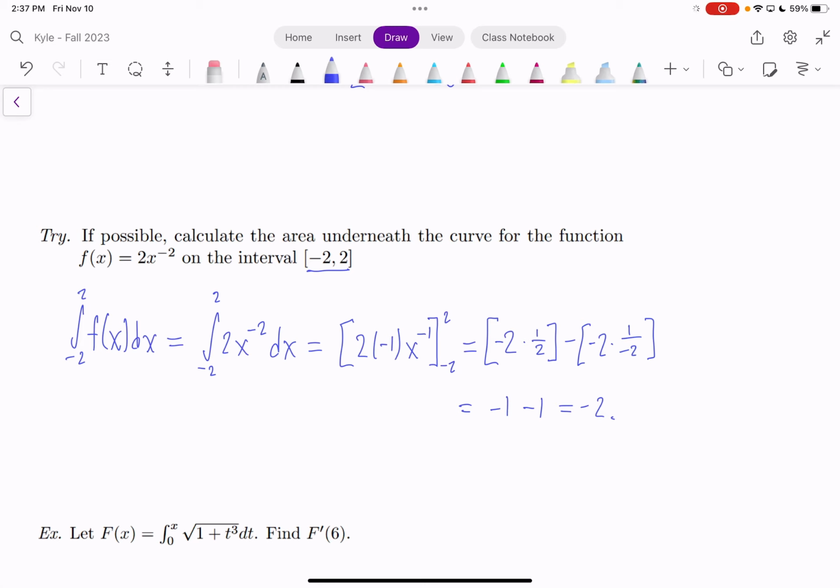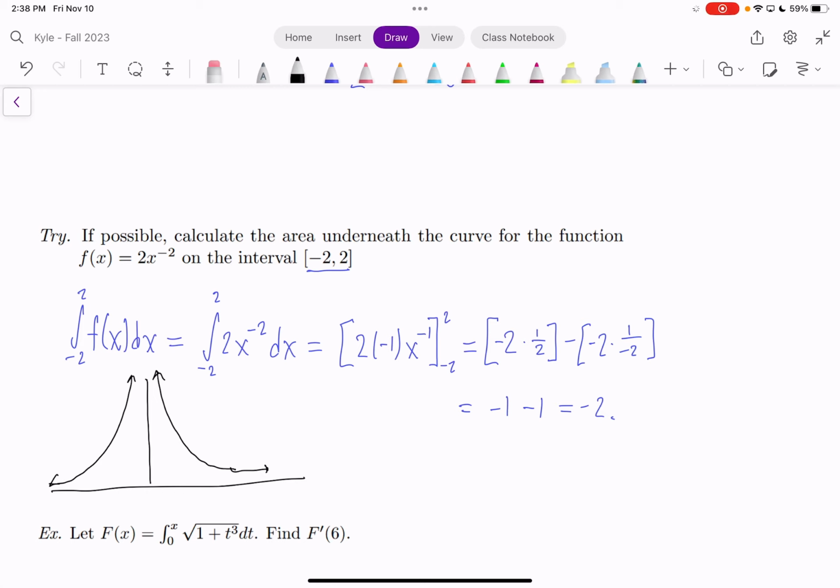Remember, the graph of 2x to the negative 2 is going to look something like this. The key thing about this graph here is it is always positive. It's always above the x-axis. So does it make sense for us to get a negative area? How could this have happened?